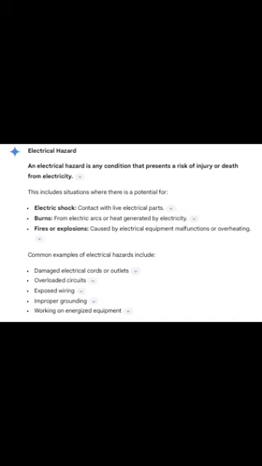An electrical hazard is any condition that presents a risk of injury or death from electricity. This includes situations where there is a potential for electric shock, contact with live electric parts, burns from electric arcs or heat generated by electricity, fires or explosions caused by electrical equipment malfunction or overheating. Common examples of electrical hazards include damaged electrical cords or outlets, overloaded circuits, exposed wiring, improper grounding, and working on energized equipment.